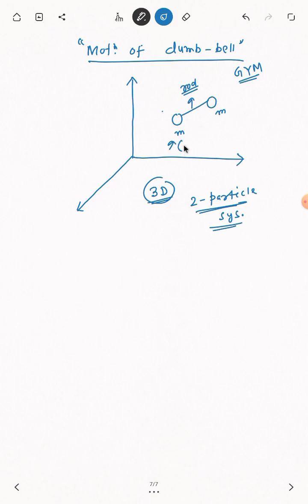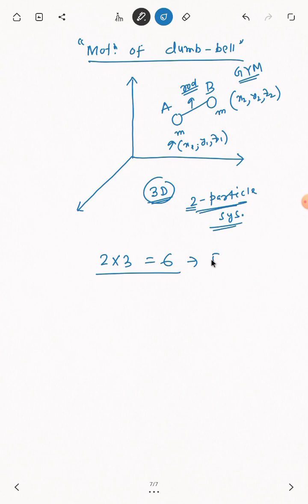It has free variables like x1, y1, z1, and this particular point, say B, this is A. B has also three coordinates x2, y2, z2. So total number of coordinates for two particles, 2 into 3 equal to 6. This should be free. But here one constraint is already given, that is the rod which is joining the two masses. So we have one constraint here. Clear?